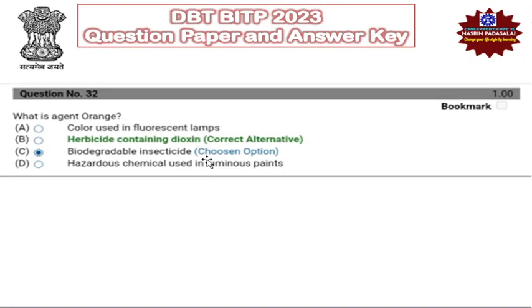What is Agent Orange? So Agent Orange is a herbicide containing dioxin chemical group. So Agent Orange was initially used long back by US military in order to clear vegetation in the forest at time of war. But in the year 1971 itself, this Agent Orange has been banned in many countries as it is reported to cause cancer in humans.